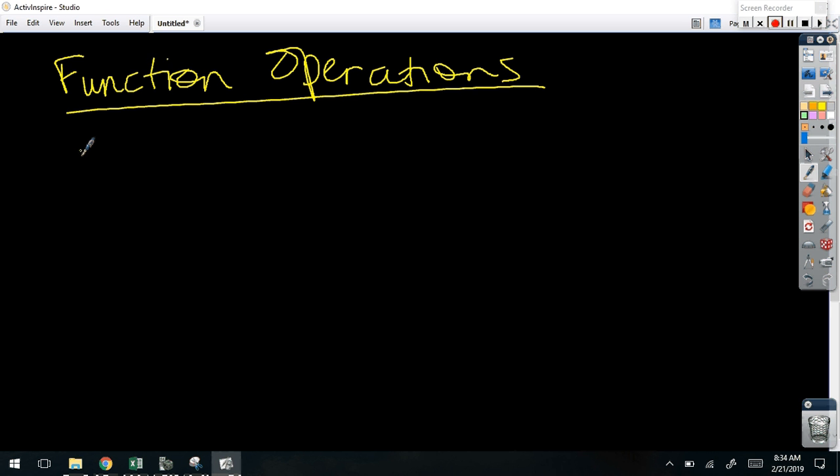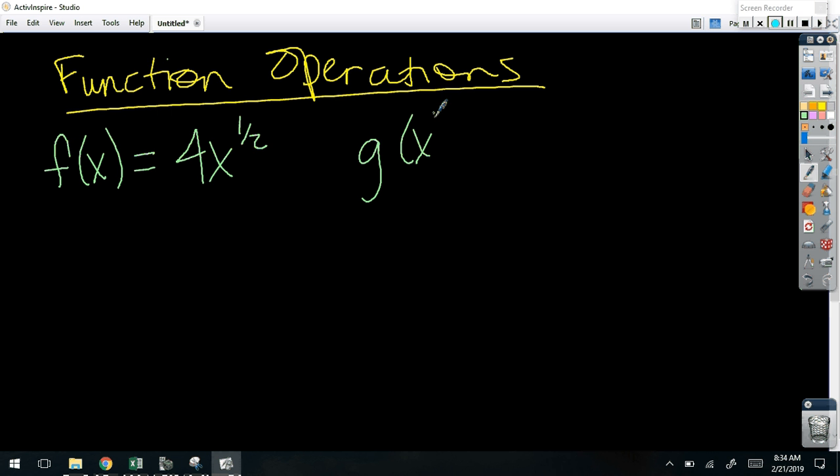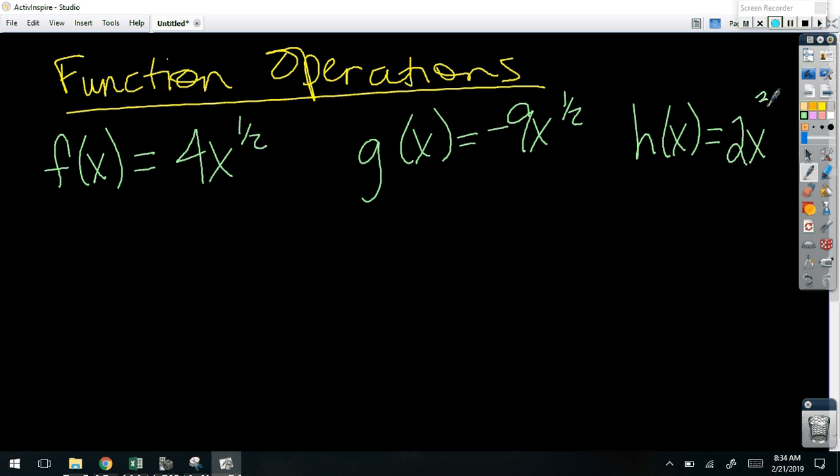All right, so let's define some functions. Let's say I have f of x equals 4x to the 1/2, and g of x equals negative 9x to the 1/2, and h of x equals 2x to the 3/4.